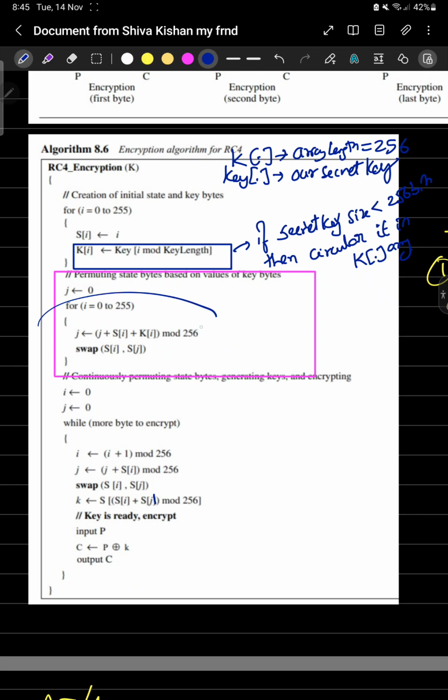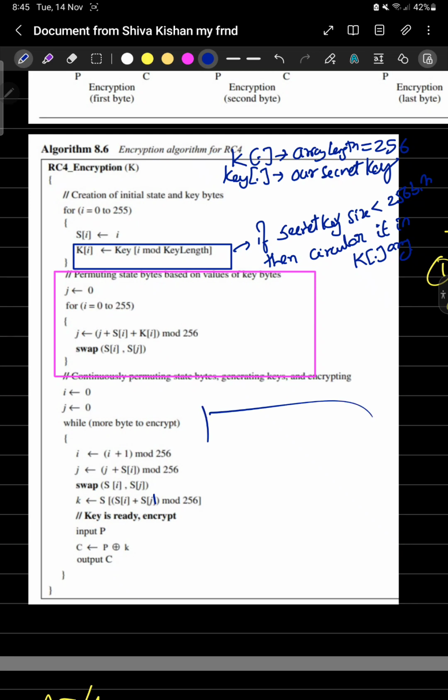Initially we keep j as 0 and we iterate i equals 0 to 255. So what we are calculating is j equals j plus s of i plus k of i, mod 256, and then swap s of i and s of j. Happy? This will be continued till 255.